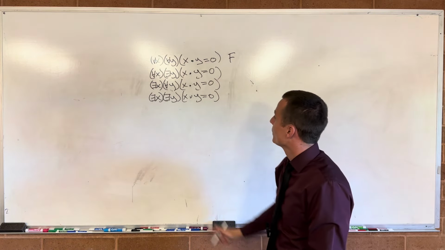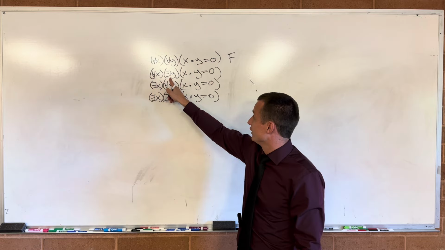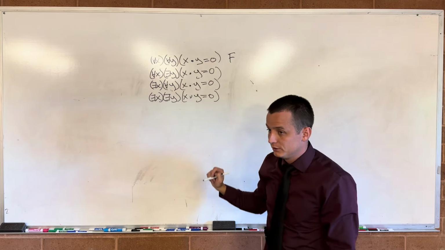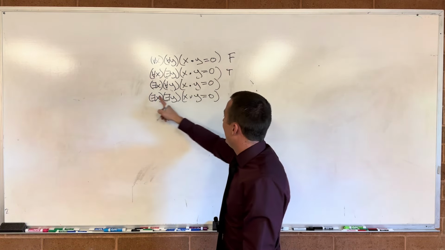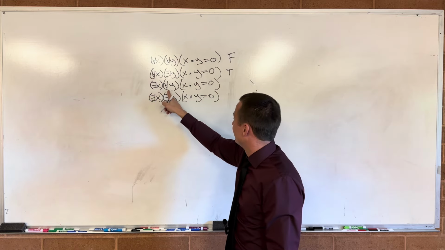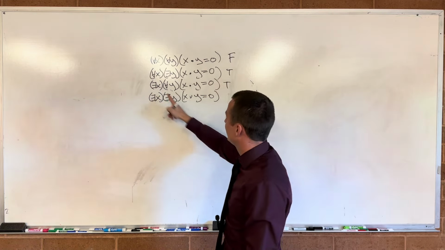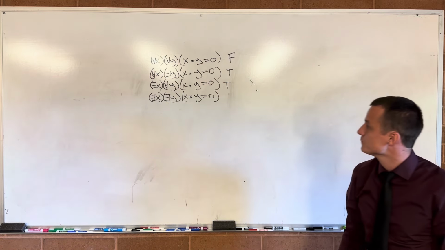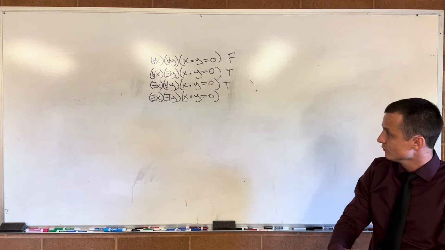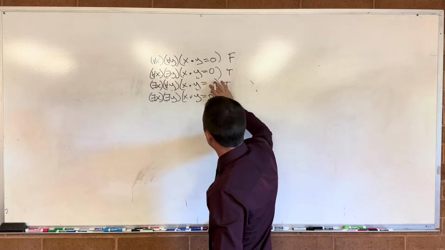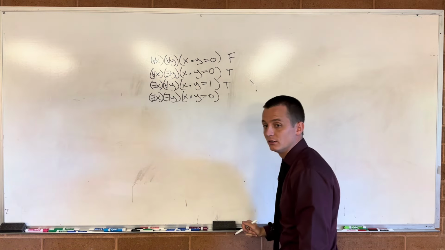For every x, there exists a y such that x times y equals 0? True. Now, there exists some magic x such that for every y, x times y equals 0? True. In this case, it's true, and that magic x in this case is 0. But if we were to make this a 1, that's no longer the case.